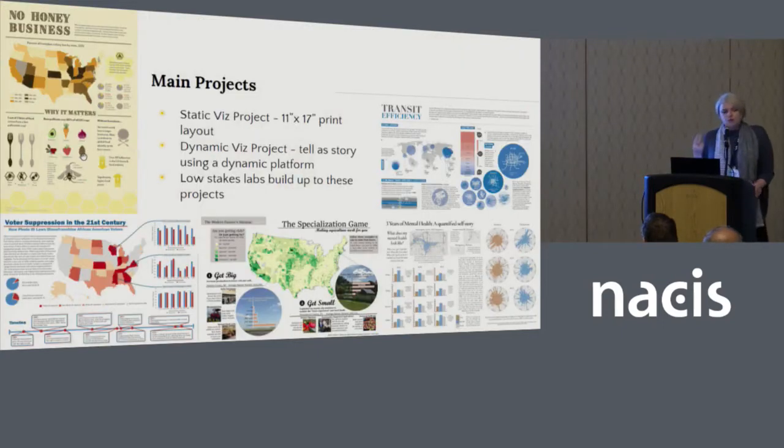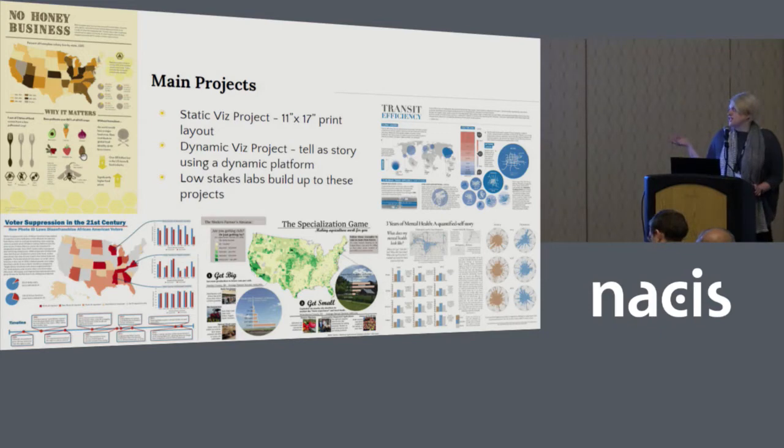So there are two main projects in this course. One is their static viz project. It's just an 11 by 17 print layout. And then they have a dynamic viz project, which they usually use an online platform of some kind, maybe ArcGIS Story Maps or Carto, but I really don't limit them. I tell them they can do whatever they want. But to get to these two big projects, I kind of break it up into smaller, low-stakes labs.